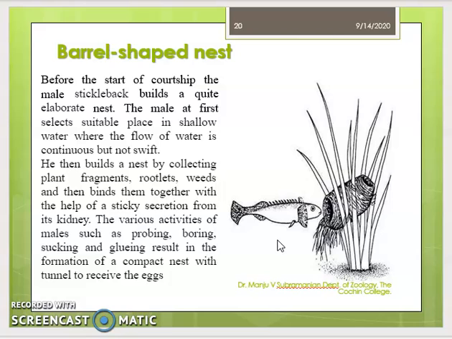And he then builds a nest by collecting the plant fragments, rootless weeds, and small pieces of seaweeds, etc. And they will stick together all these pieces with the secretion produced by the kidney. And the various activities of the male, such as probing, boring, sucking, gluing, result in the formation of a compact nest like a tunnel to receive the eggs. So this is a small barrel-shaped nest or tunnel-shaped nest built by this male stickleback.